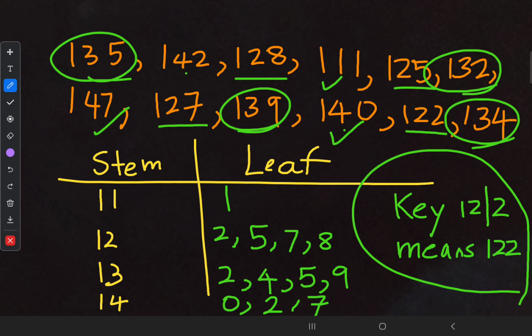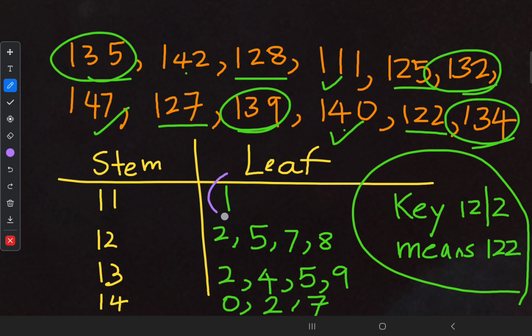Another thing you should understand. Rather than writing 11 1, I can write 1 and 11. Otherwise, 1 and 22, 1 and 25, 1 and 27, that's not possible. In your leaf, you can indicate a maximum of 1 digit. In your stem, there is no limit. It might be 1 digit, 2 digits, 3 digits, 4 digits, possible. But in your leaf side, the only possible one is 1 digit.